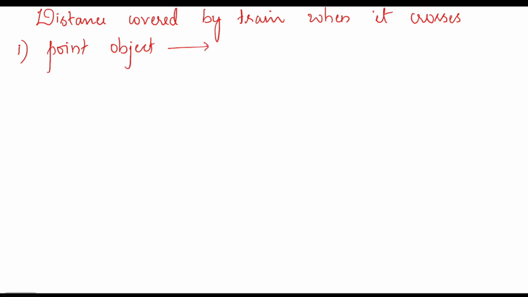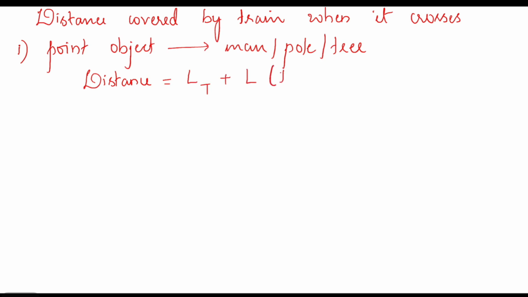For example, point objects are a man or a pole or a tree, etc. So when the train crosses any of these objects, how to calculate the distance covered by the train? The distance covered by the train when it crosses point objects is given by the length of the train plus the length of the man or pole or tree.